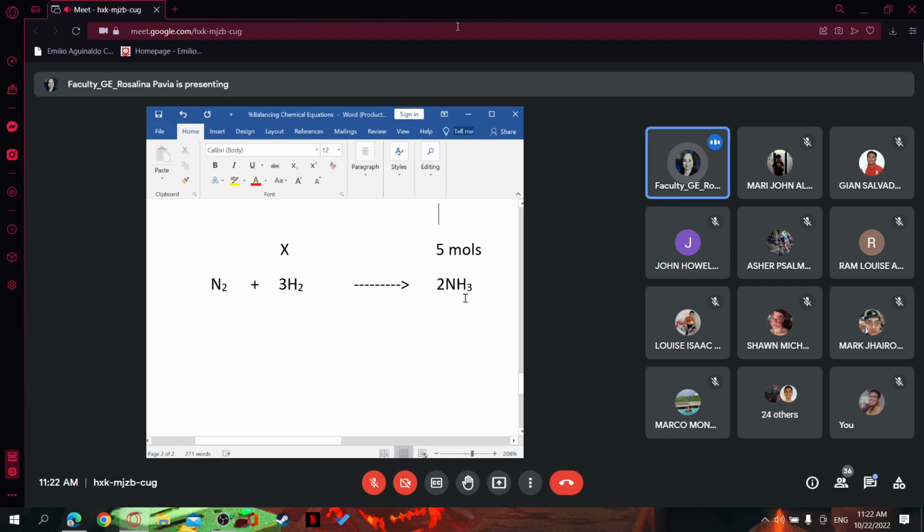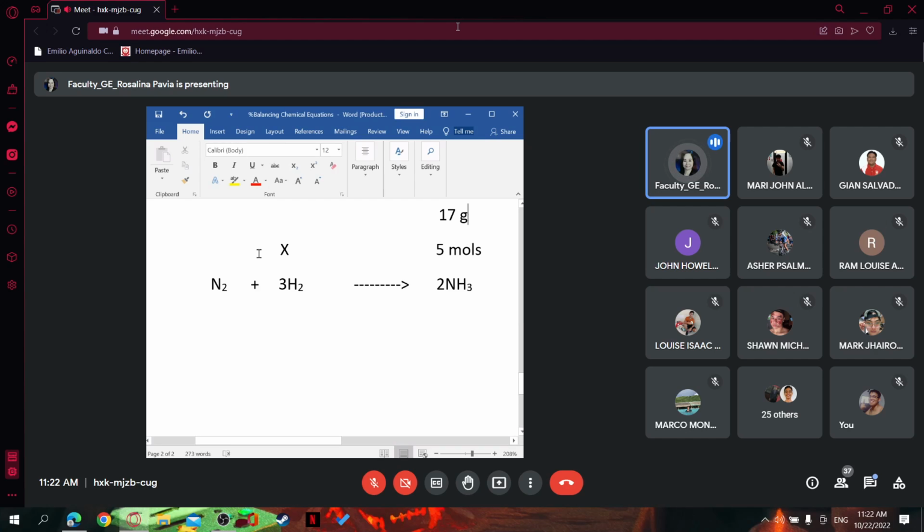Gagamit lang ako ng 1 dito ha, para simple lang yung calculation natin. But during your quiz and also during the exam, gagamit kayo up to 2 decimal places. Halimbawa, hydrogen, 1.01. Ang ginamit kasi natin sa example sa PPT is 1. So, we will just use the same. 14 plus 3 is 17 grams.